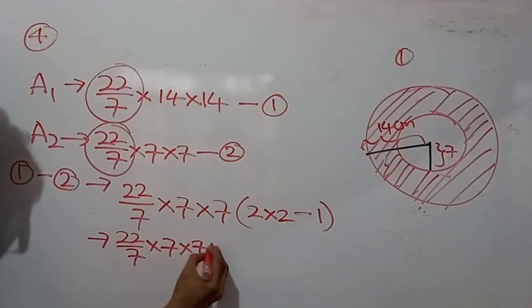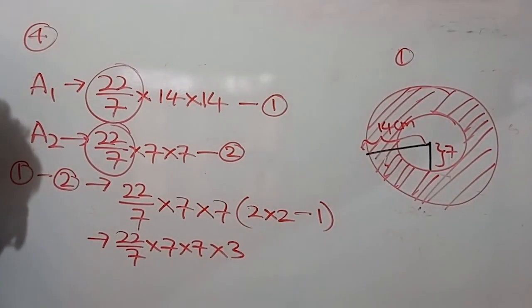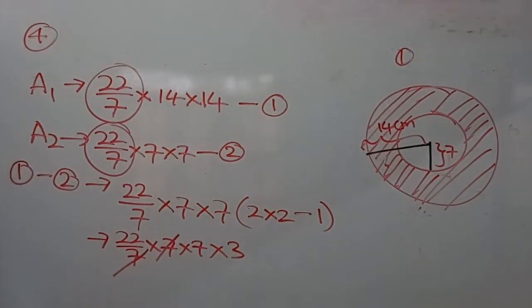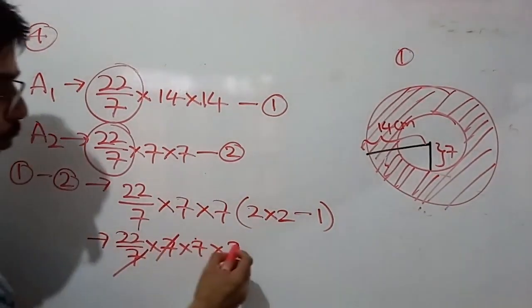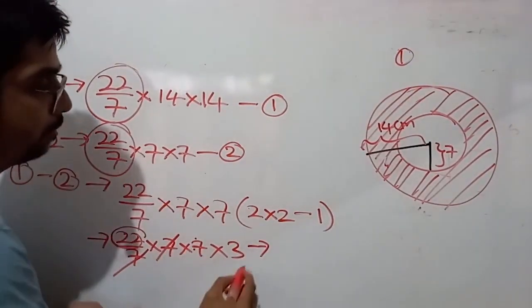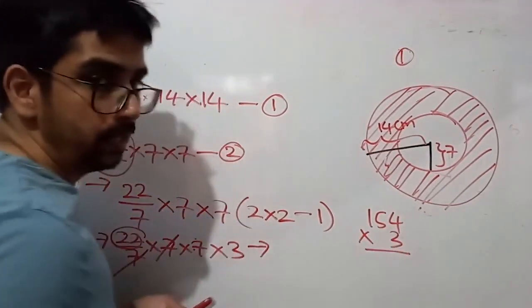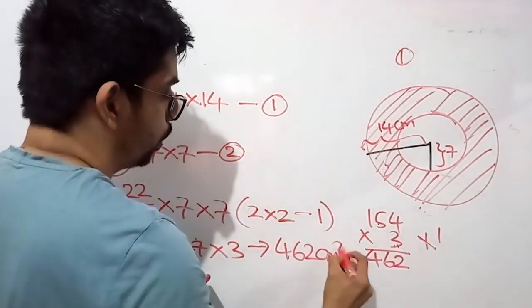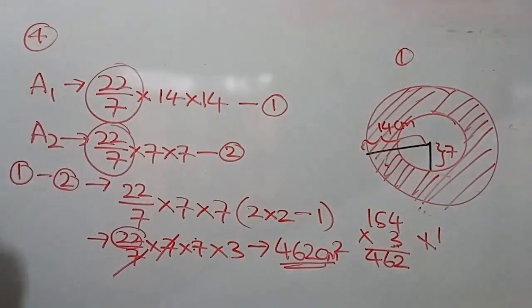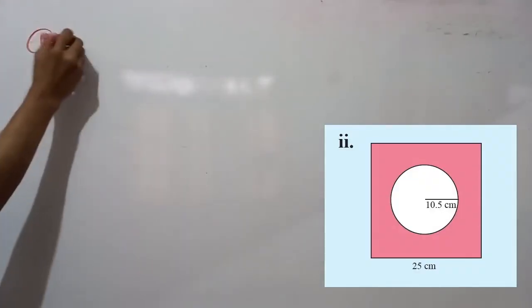7 times 7 times 2 times 2, that is 4. 4 minus 1, that is 3. මෙයාට මෙයා සුළු වෙනවා 22 times 2 times 3. 22 times 2 නම් 154. 154 multiplied by 3, 462 square centimeters. So we will arrive at the same answer. So now we will move to part 2.